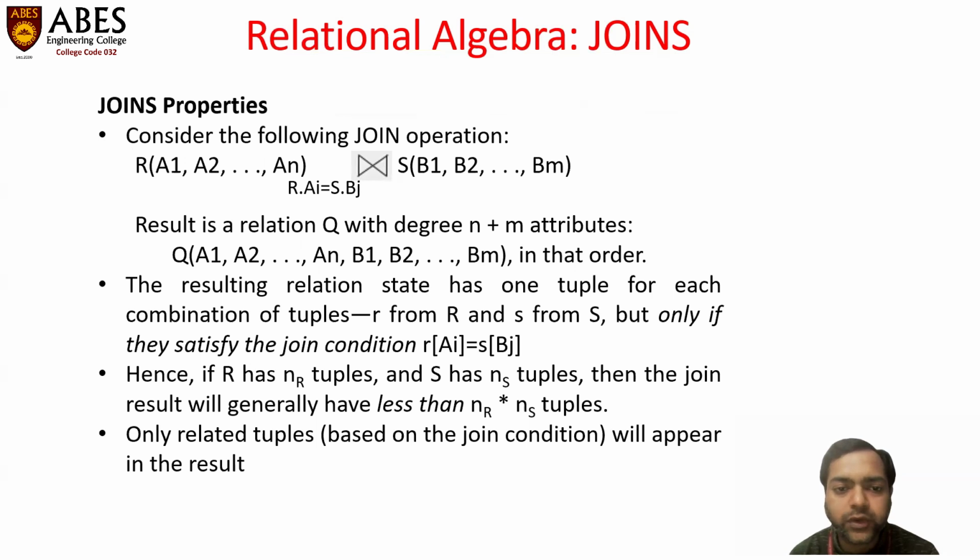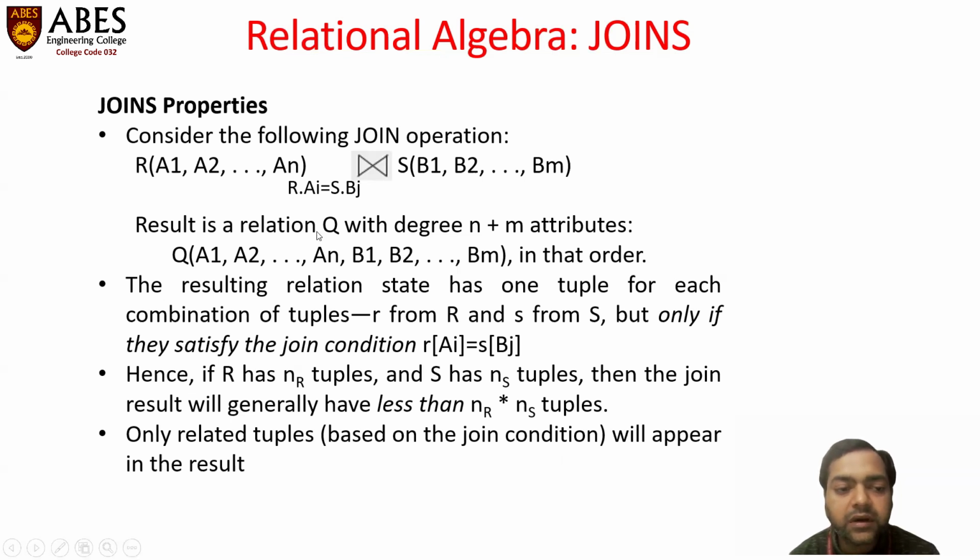Now we have some properties of joins. So first of all, consider the following join operation. Here we have R1 relation, and here we have S relation, and this is the join operation. So basically, while applying the join operator, some column must be the same. At least one column will be the same in both the relations. Then only you can apply the join operator, right? So we have seen here that R.Ai equals S.Bj. So basically we'll have at least one attribute in both the relations that will be common. Then only you can apply join operation on those particular relations.